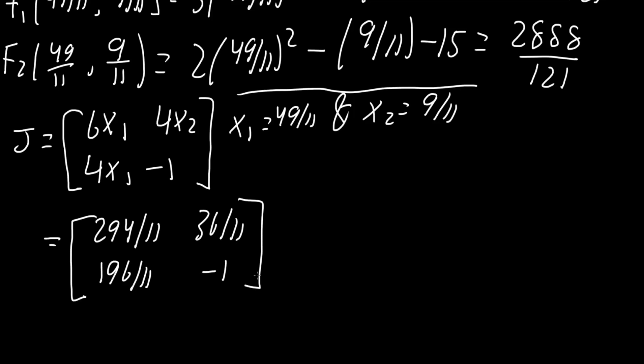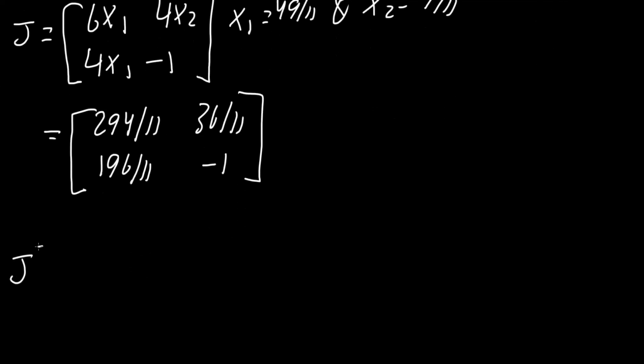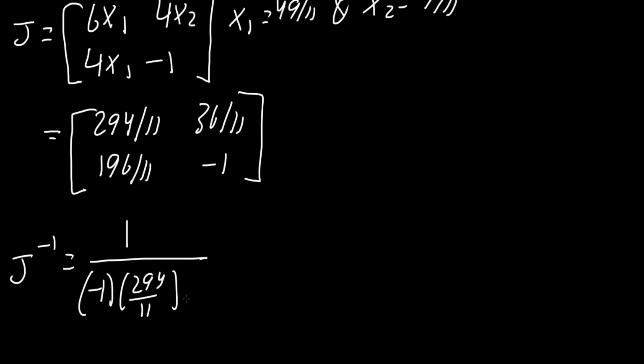But now we also need to get the inverse, so we say J inverse is equal to 1 over parentheses, this diagonal here. So we had negative 1 times 294 over 11. This diagonal here minus parentheses, this diagonal. So that's 196 over 11 times 36 over 11.